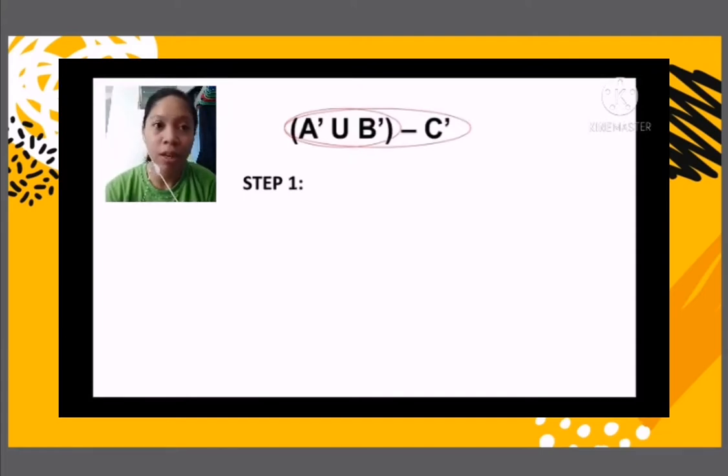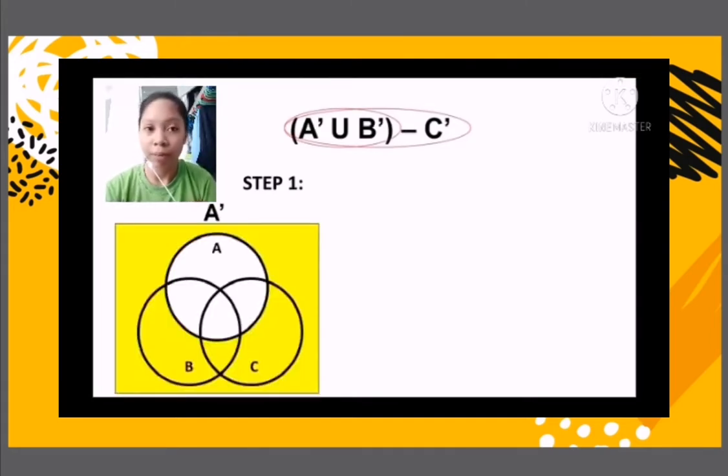So first is the A complement. This is the illustration for the A complement. In this illustration, we can observe that almost all parts of it were shaded except for the A circle. This means all elements that are in the universal set but not in A.